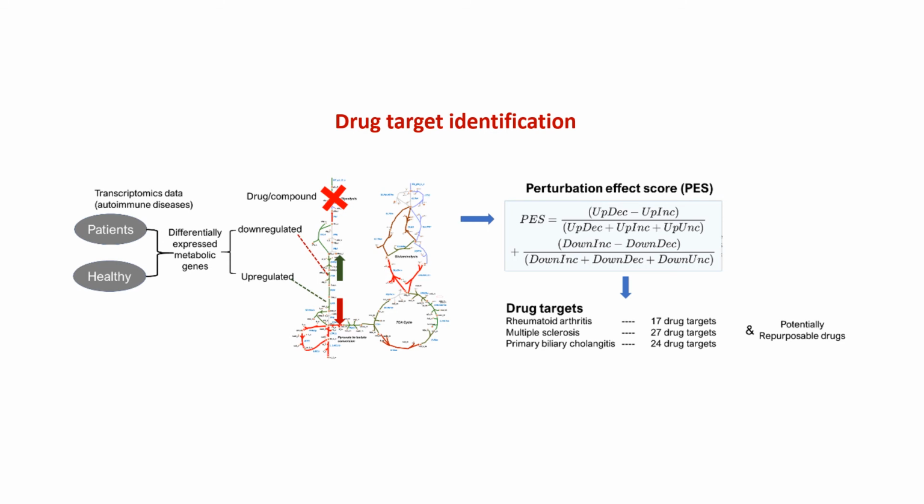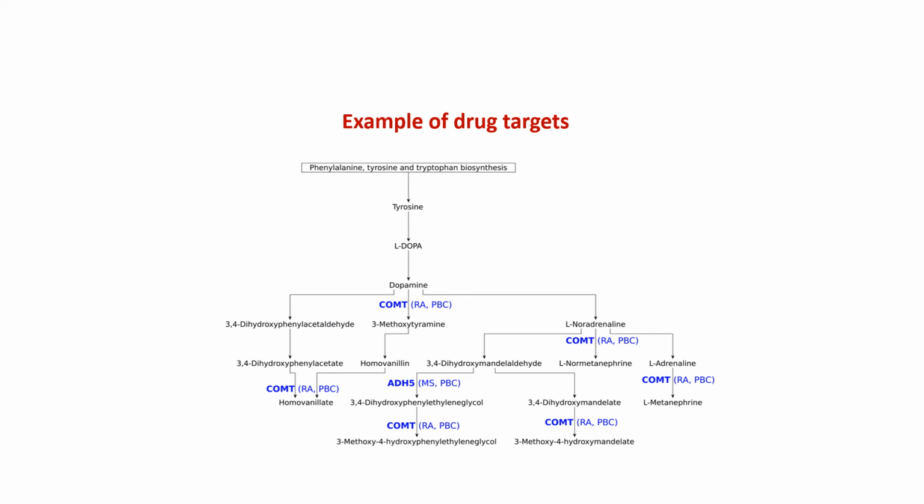We identified 17 drug targets for rheumatoid arthritis, 27 for multiple sclerosis, and 24 for primary biliary cholangitis. As an example, we found two drug targets in tyrosine metabolism. One is COMT, which is catechol O-methyltransferase, and the other is ADH5, which is alcohol dehydrogenase 5.